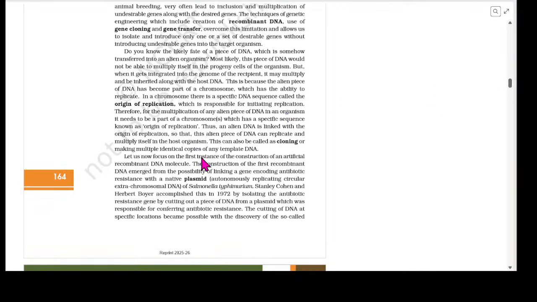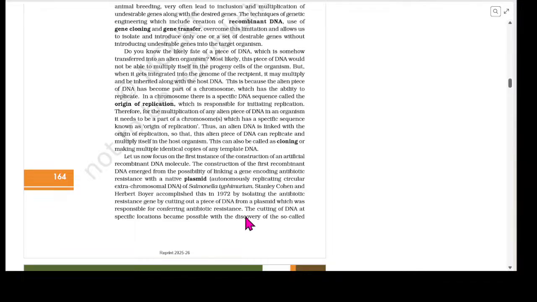Let us now focus on the first instance of the construction of an artificial recombinant DNA molecule. The construction of the first recombinant DNA emerged from the possibility of linking a gene encoding antibiotic resistance with a native plasmid of Salmonella typhimurium. Stanley Cohen and Herbert Boyer accomplished this in 1972 by isolating the antibiotic resistant gene by cutting out a piece of DNA from the plasmid which was responsible for conferring antibiotic resistance.